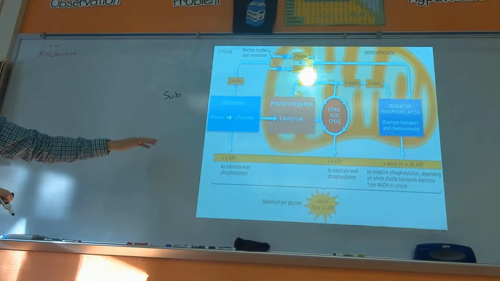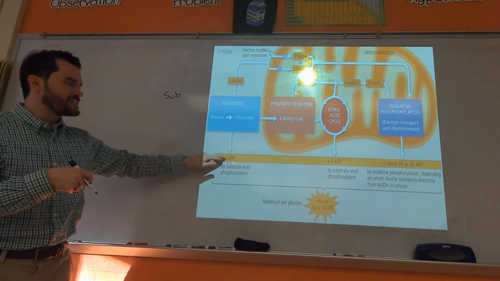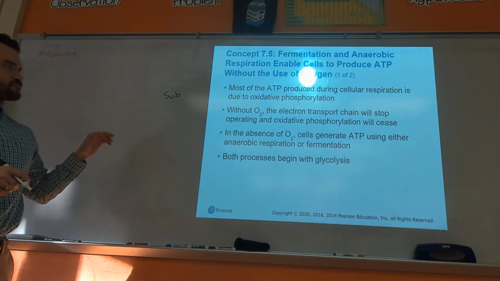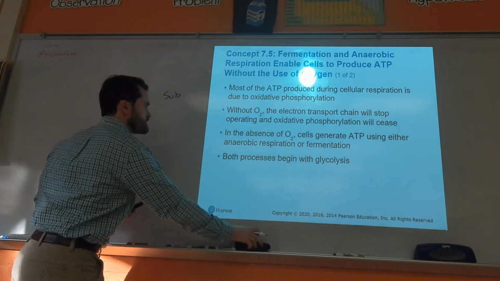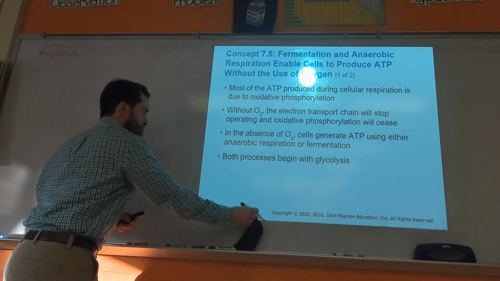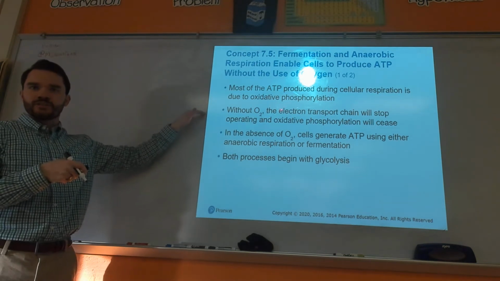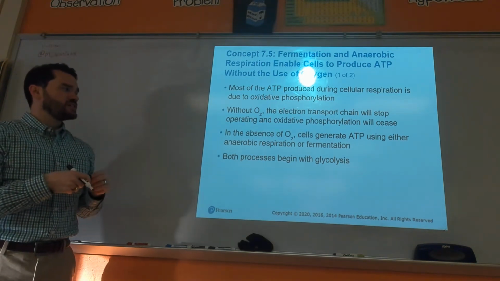When I say that, I mean this. You can only make the 2 ATP from glycolysis. Okay, and that's bad because 2 ATP is different from the 26 to 28 that you make in oxidative phosphorylation. So a lot less efficient.